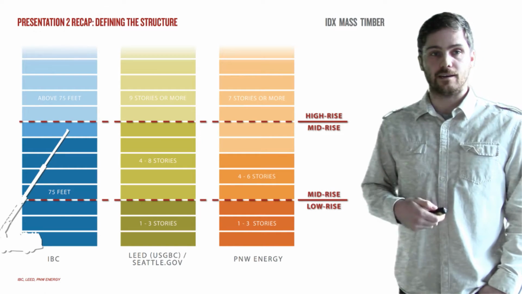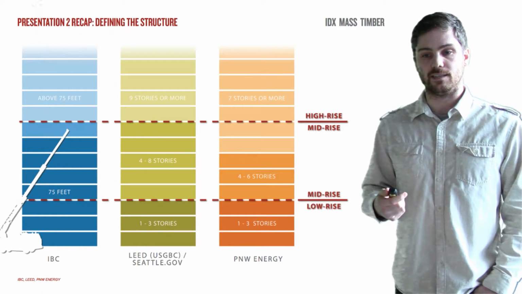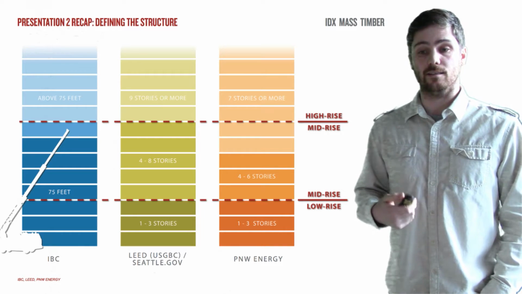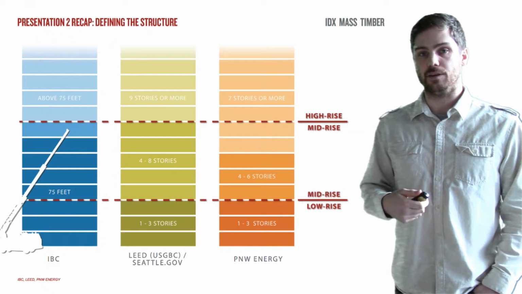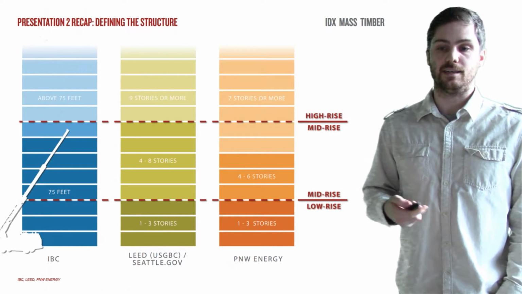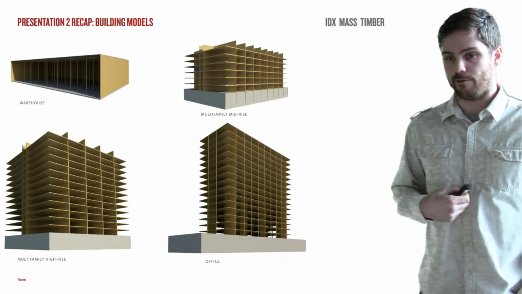This is how we defined our structures, and it's our baseline to move forward with. What you can see here is that anything between 1 and 3 stories is categorized as a low rise, between 4 and 8 is a mid rise, and above 9 stories is a high rise building. Now we can go in and build our structures according to this, which we have right here.